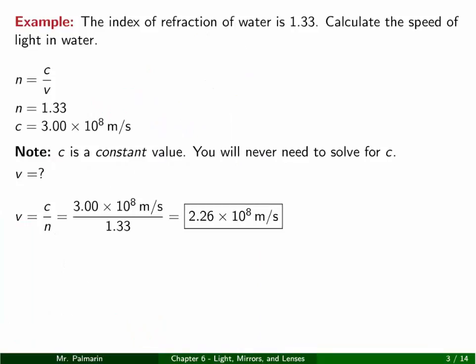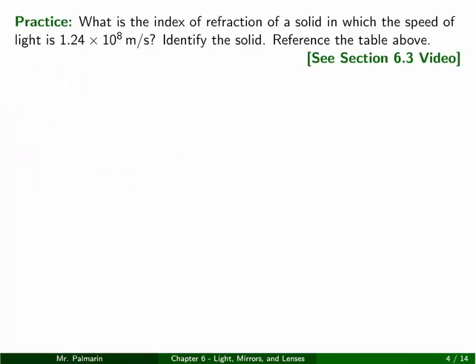So we use this formula for these examples. Remember, c is the speed of light in that vacuum. And I can get you to solve for either one. So we'll just do this practice problem. It says, what is the index of refraction of a solid in which the speed of light is 1.24 times 10 to the 8 meters per second? Then you have to identify the solid, reference the table to do that.